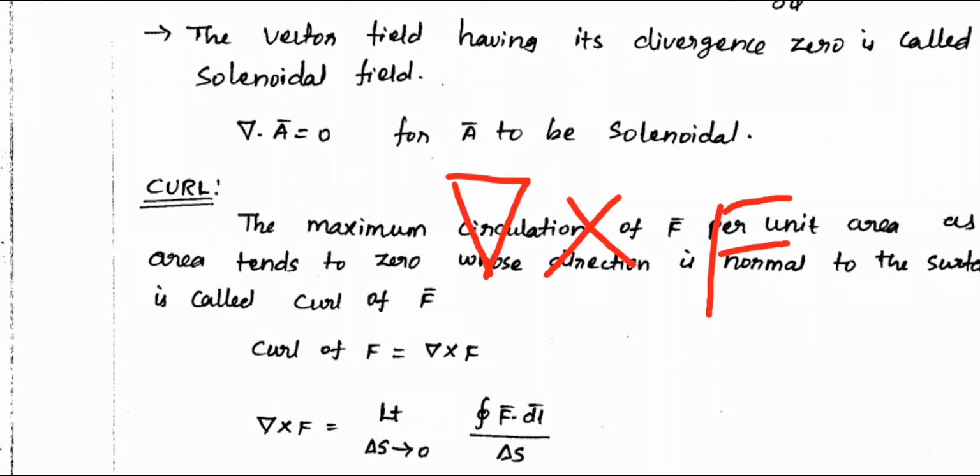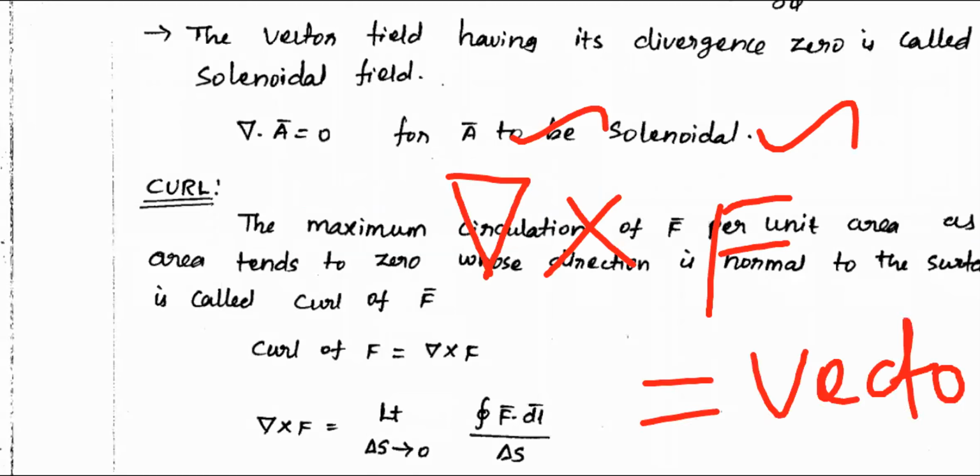Del means some vector space operator. F is another vector. Once you calculate del cross F, vector cross vector, definitely you will get a vector. Already you are having one vector, you are applying this operator del cross, and finally you are getting one more vector, a new vector. Then it gives the nature of this one.